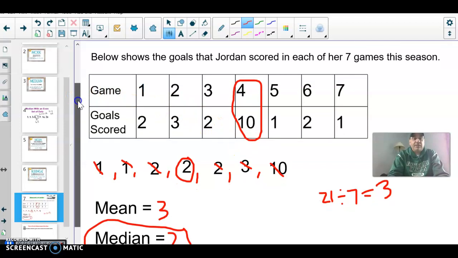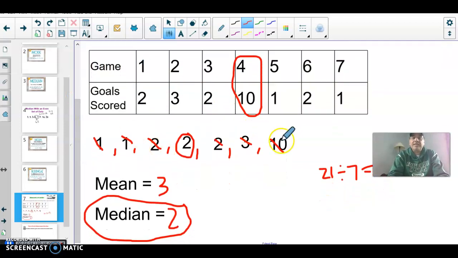Therefore, what's happening is the outlier is raising the mean. That one game out of 7 is really changing her mean. It's making it go up. So you have to be aware when you're looking at a data set, are there any outliers? If there is an outlier, you want to use the median.